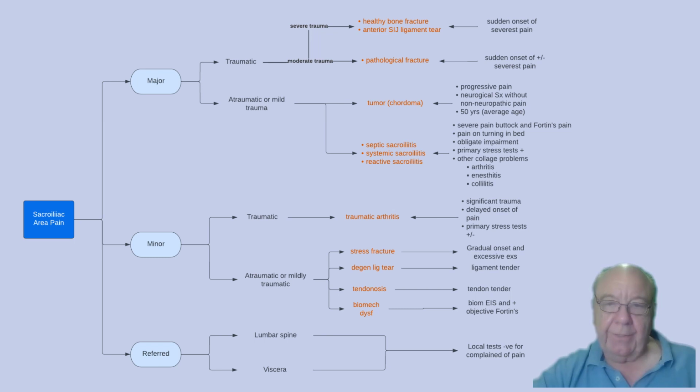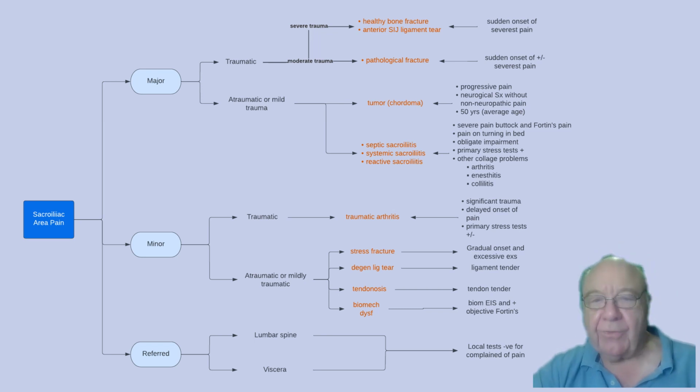This slide is basically breaking down sacroiliac joint lesions into major, minor and referred. The major ones we've already really talked about, and this is traumatically looking at basically healthy bone fractures, anterior joint ligament tearing. So this is going to give you some onset of severe pain. Then you've got insufficiency fractures, which are generally pathological fractures, osteoporosis, which will give you sudden onset of the severest pain as well, but the pain is not going to be anywhere near as severe.